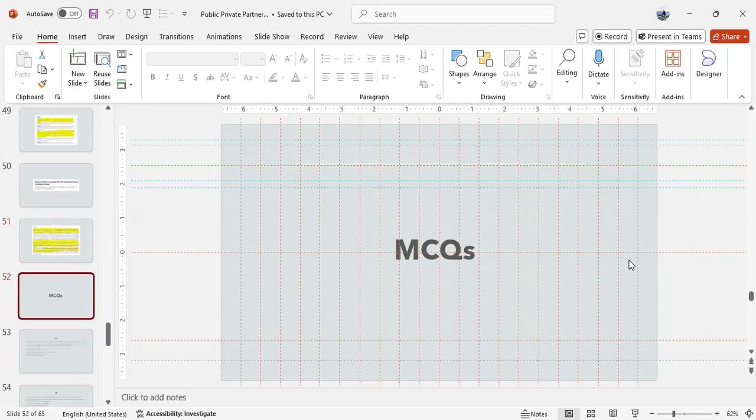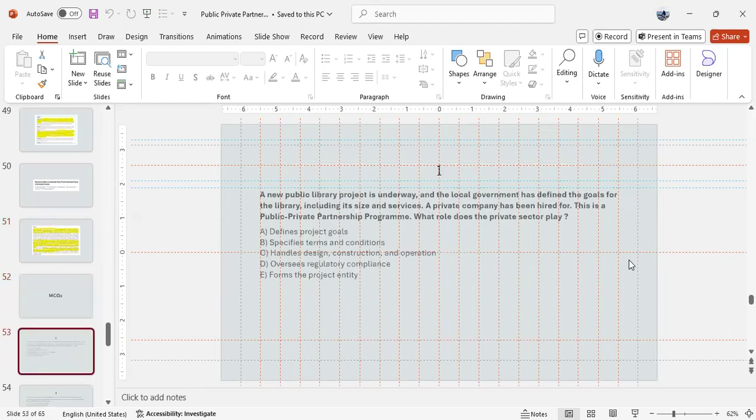Moving forward to the MCQs. A new public library project is underway and local government has defined the goals for the library, including its size and services. A private company has been hired for it. This is a public-private partnership program.